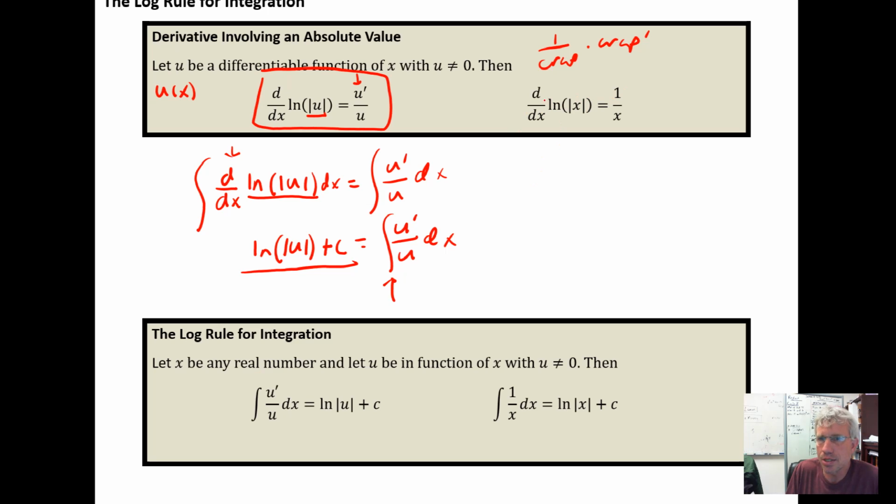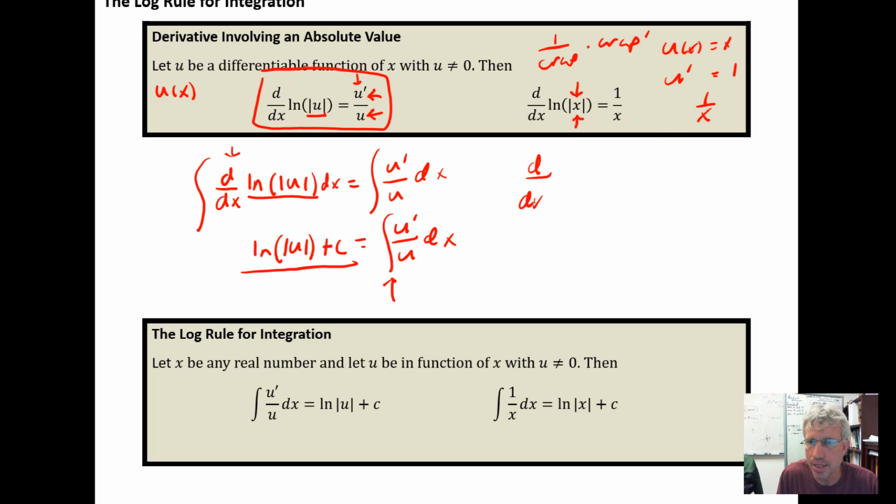And in this case, this is just a special case. If instead of putting the u in here, we just let our function of x be x itself, then we know that u prime, the derivative of u, if u is equal to x, is just 1. So 1 over x has the form u prime over u. It's just a special case where the function u equals x.